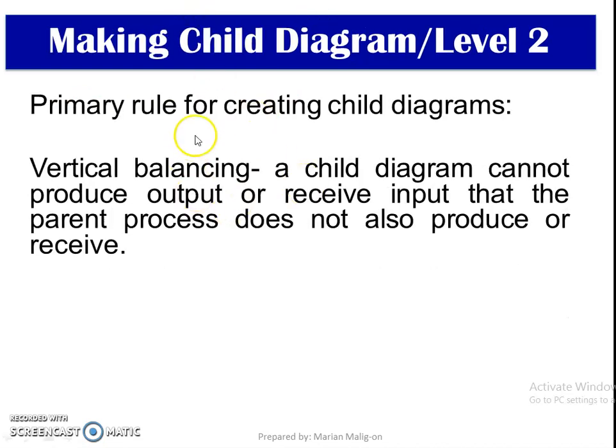There is a primary rule for creating a child diagram: we have to follow vertical balancing. A child diagram cannot produce output, or receive input, that the parent process does not also produce or receive.